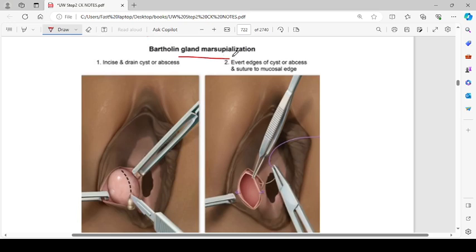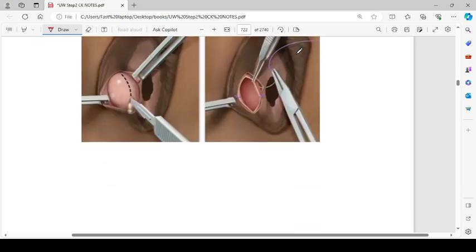Bartholin gland marsupialization: incise and drain the cyst or abscess. Evert the edges of the cyst or abscess and suture into the mucosal edge.